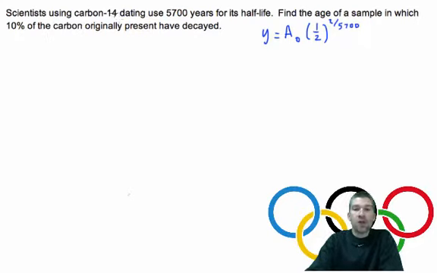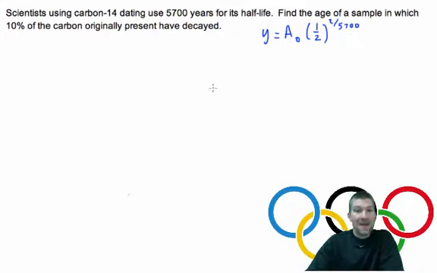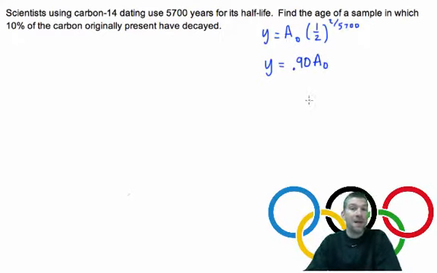Scientists are going to use carbon-14 dating. We've got all that, 5,700 years. Find the age of a sample in which 10% of the carbon originally present has decayed. Okay, 10% has decayed. So basically what we're saying here is 10% of our original amount is gone, so we've got 0.90 or 90% of our original amount left. That's how this problem is going to set up.